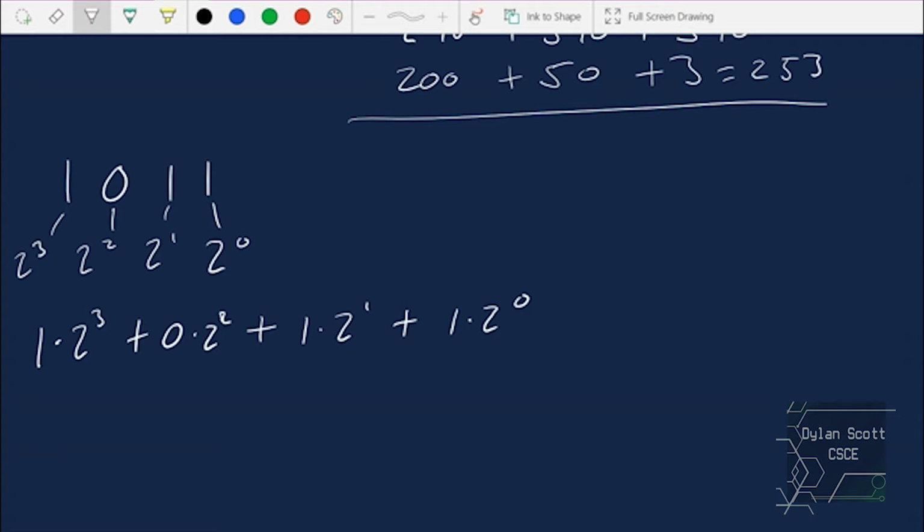2 to the 3 is 8, so we have 8, plus 2 to the 2 is 4, but it's times 0, so it's 0, plus 2 to the 1 is 2 times 1 is 2, plus 1 times 1 is 1. So the binary number 1011 is the decimal number 11.